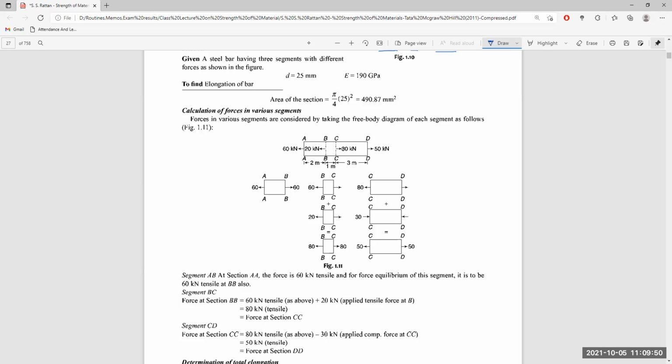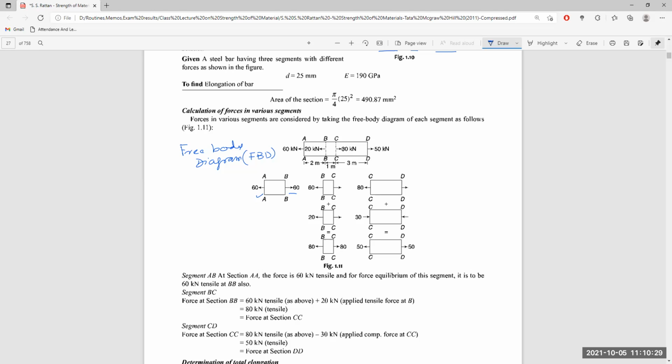First of all, we have to write down the free body diagram, or FBD. Okay. So what happens between section A and BB? At the A section, 60 kilonewton was originally put. In order to balance it, we have to put another 60 here. So it is subjected to 60 kilonewton load pointing rightwards and leftwards under tension.